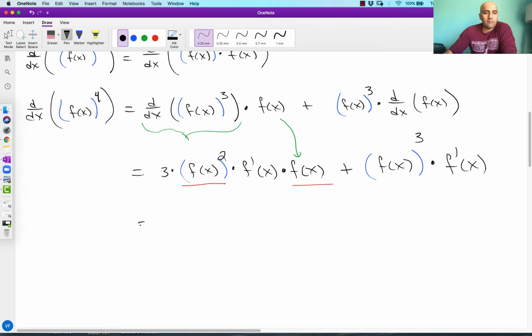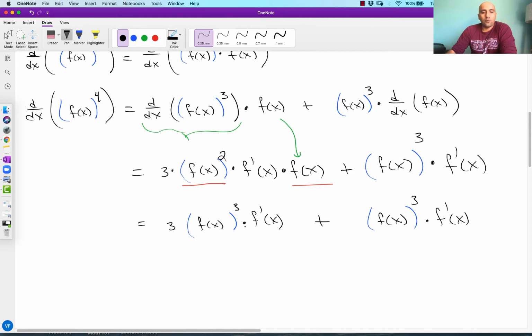So this will give me that this is 3 parentheses f of x cubed, so that's one squared, and this is times one more copy of f of x, times f prime of x, plus, and now, well, there's nothing we could do there, so that's just going to be f of x parentheses the whole thing cubed times f prime of x, and again we can combine them.